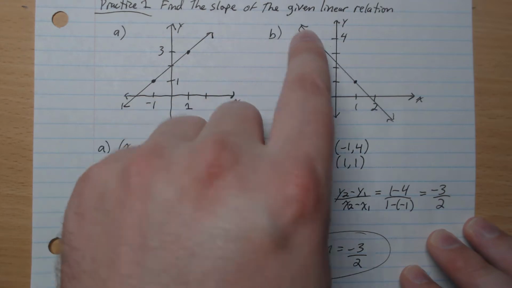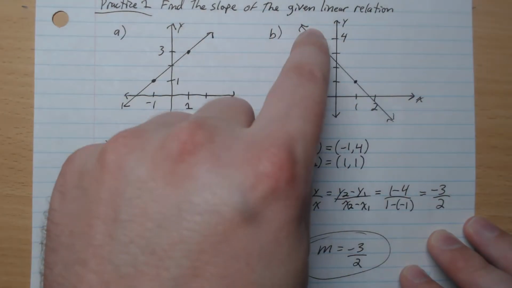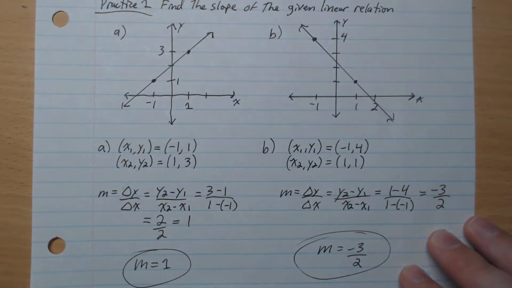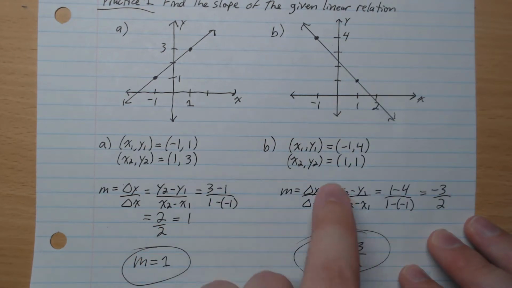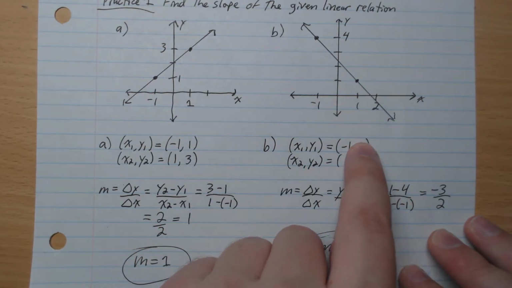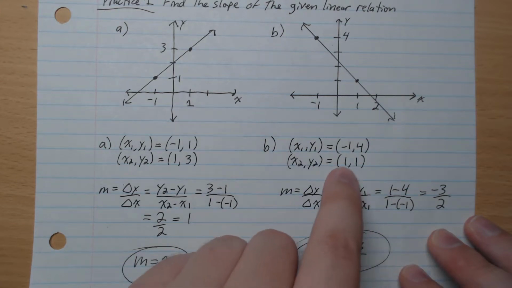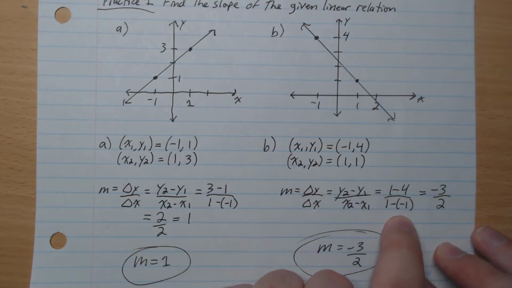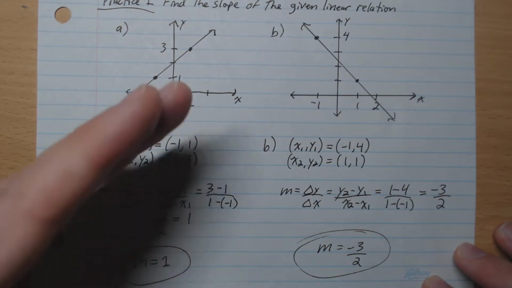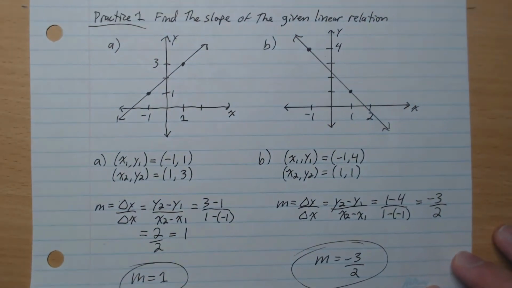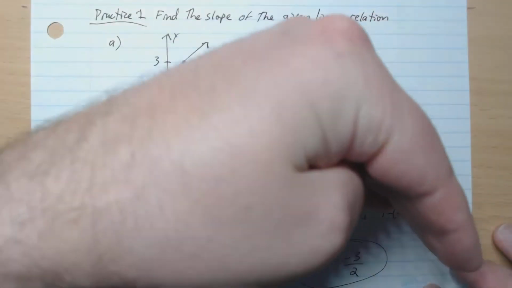B, here's our line. Our first point is right here, negative 1, 4. Our second point is 1, 1. So y2, 1 minus 4. And then 1 minus negative 1, which is plus 1. So negative 3 over 2 is our slope. So we notice that a positive slope goes in this direction, and a negative slope goes down in this direction.